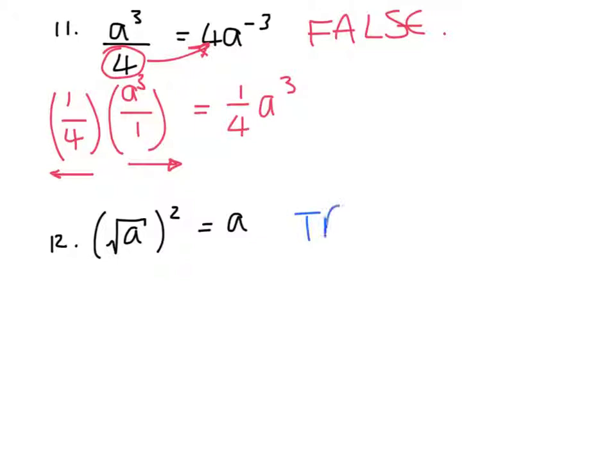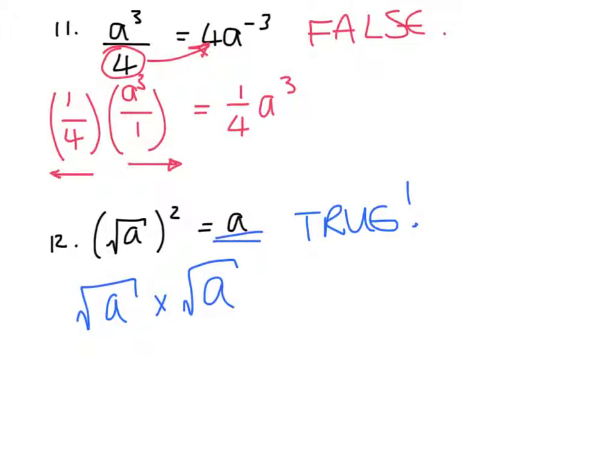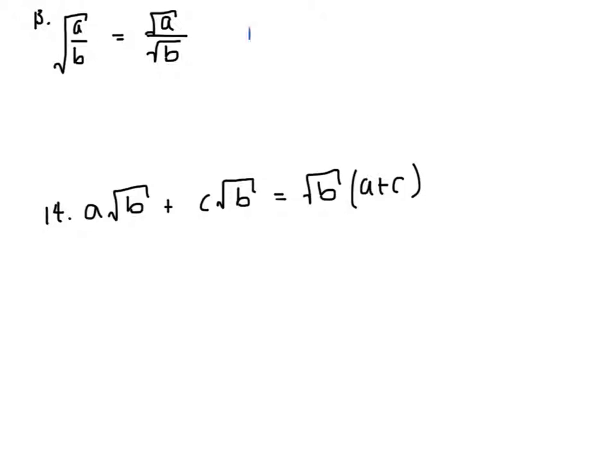Number 12 is true, because we have got root a times root a. Now, a square root is the inverse of a square. So what we're doing here is squaring the inverse of a square. So we're cancelling out that process. Whether we square and then square root, or square root and then square, we're just left with whatever's in the middle of all of that. So this one's happy, this is true. This one's true.